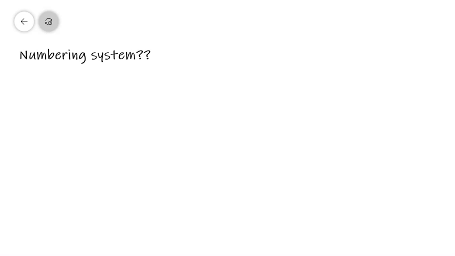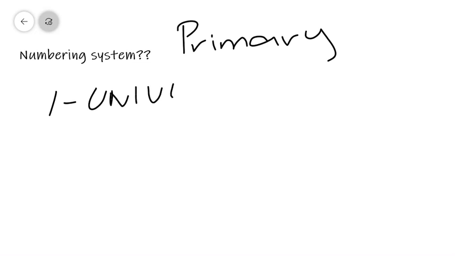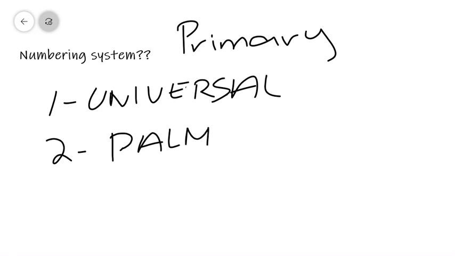Okay, now talking about the numbering system. The numbering system is a bit different in primary dentition as compared to permanent dentition. Primary dentition has a different set of numbering system and permanent teeth has a different set of numbering system. So first talking about the primary dentition. Basically, there are normally two types of numbering system used in primary dentition. The first is the universal numbering system, and the second is the Palmer numbering system. Now, in primary dentition, we basically use alphabets to represent each tooth. So let's see how that happens.